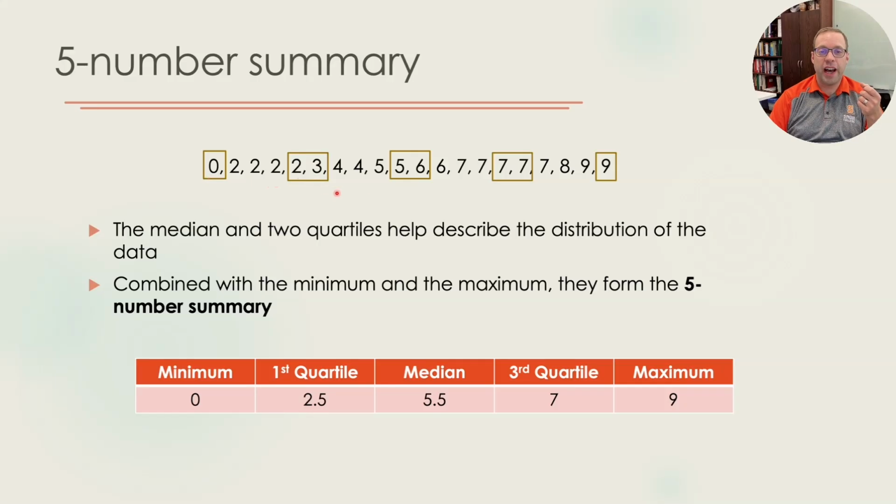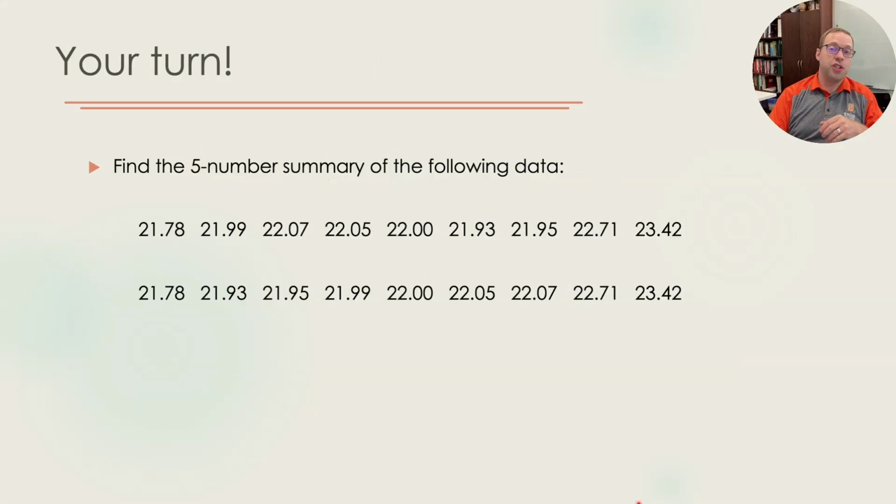We now have 5 numbers that help explain the distribution of our data set. And these 5 numbers we combine together to form the 5-number summary. The minimum, the first quartile, the median, the third quartile, and the maximum. These 5 numbers are often used to describe the distribution of a quantitative variable. Now, it's your turn.